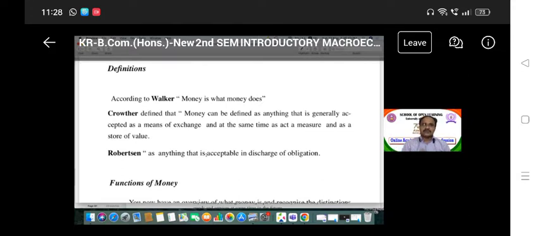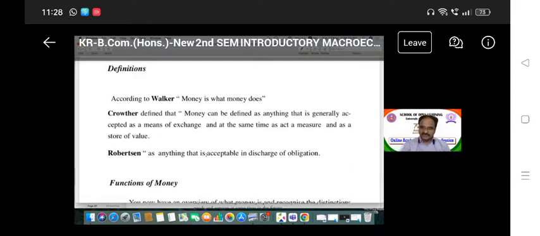Next, Crowther defined money as anything that is generally accepted as a means of exchange and at the same time acts as a measure and a store of value. So according to Crowther, money must play two roles. One is that it must be accepted as a means of exchange. The other, at the same time, is as a store of value. That means money can be exchanged for goods and services, and whatever you have purchased, the other party must accept it. Then it must also be stored. Storage means that for future purposes we keep our money in the form of cash, deposits, checks and so on. That is the store of value.